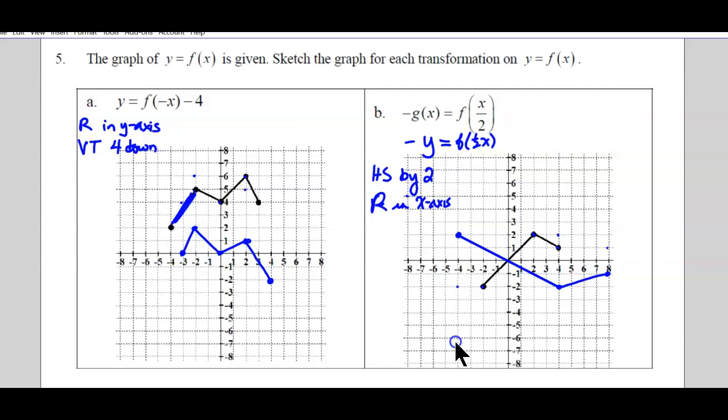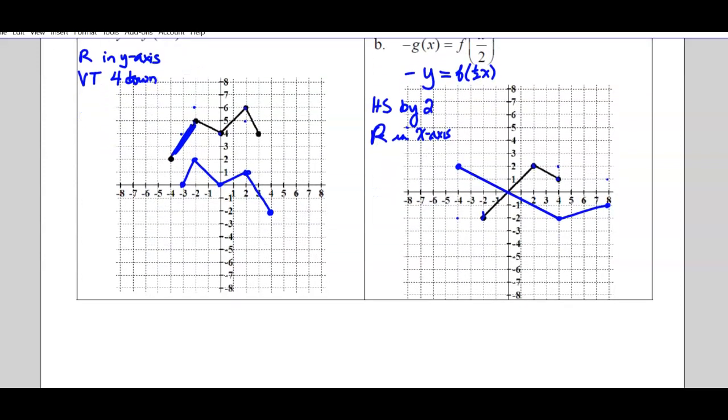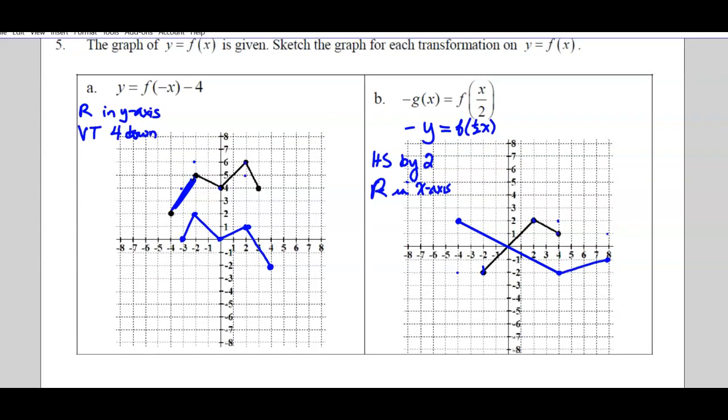Okay. Again, it's kind of opening down to start. Because we were reflecting in the x-axis, it's going to open it up. So at least do a little mental check. Does it make sense, that image graph? Okay, next one.